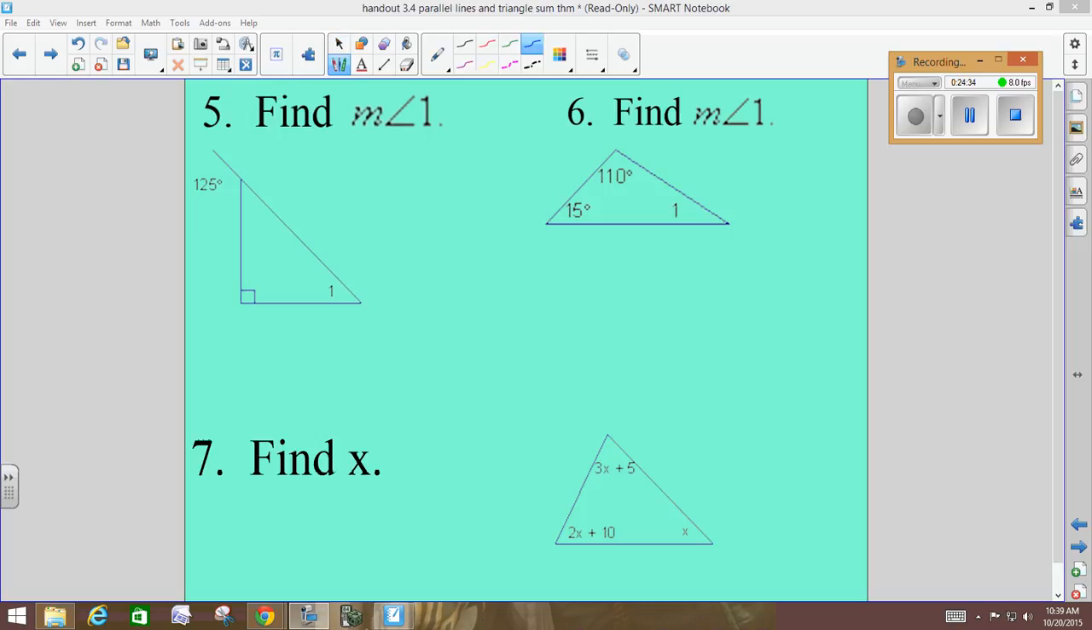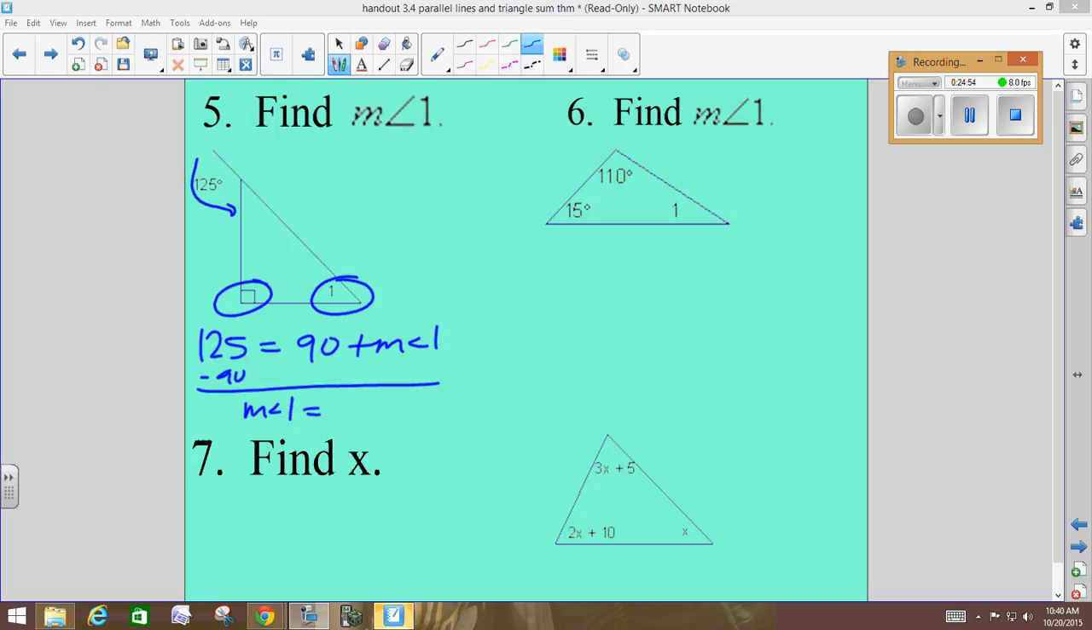Good. 125 is an exterior angle, and the exterior angle theorem says that the measure of an exterior angle is equal to the sum of the 2 interior ones. In this case, it'd be 90 and 1. It's the one that's not touching it. Well, if 125 is supposed to equal the sum of the 2 angles, then subtract what you know, and you get your angle. Did you say 35? You guys agree? Good. Anyone else do it differently?